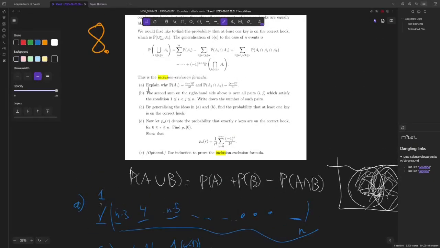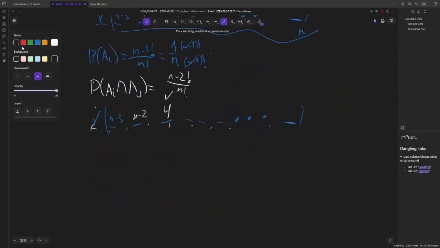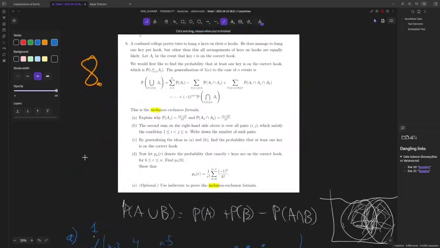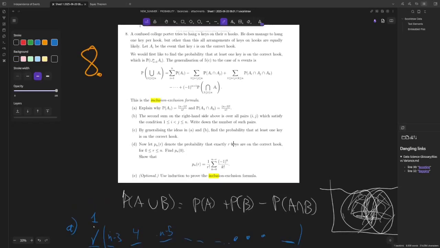Now, the second sum on the right-hand side above is over all pairs i, j which satisfy the condition. Write down the number of such pairs. Okay, so from here on out, this is completely new to me. I'm going to try things. So let's see. Write down the number of such pairs.